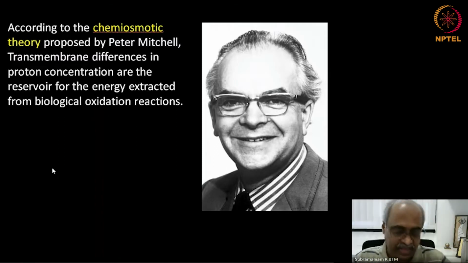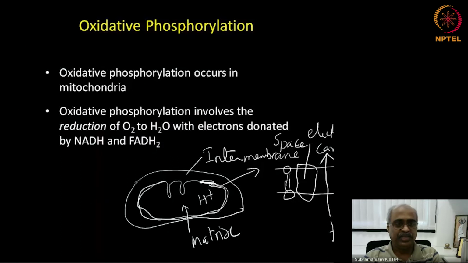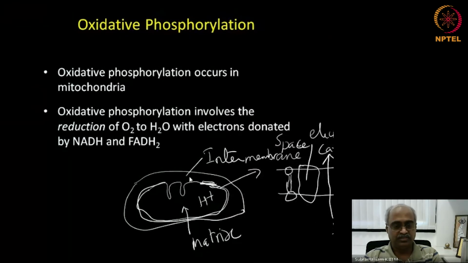It is extremely simple. We have already understood what actually happens in this diagram itself. Essentially, a proton gradient is generated by pumping protons from the matrix to the intermembrane space by the electron flow, a downhill flow of electrons.